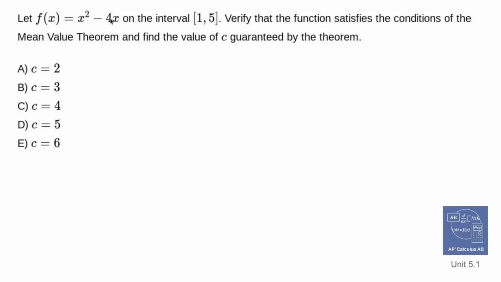Let f of x equals x squared minus 4x on the interval 1, 5. Verify that the function satisfies the conditions of the mean value theorem and find the value of c guaranteed by the theorem. Well, it's continuous, it's differentiable, that's fine. So it satisfies the conditions of the mean value theorem.